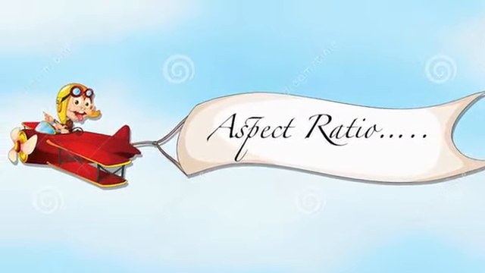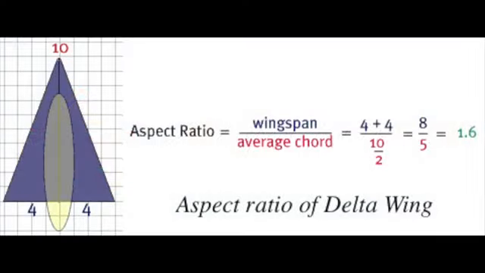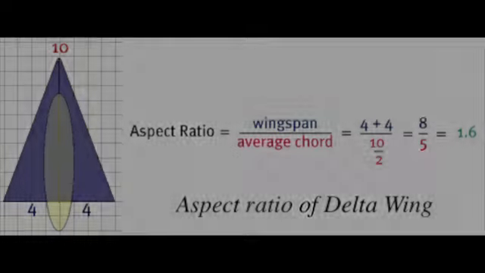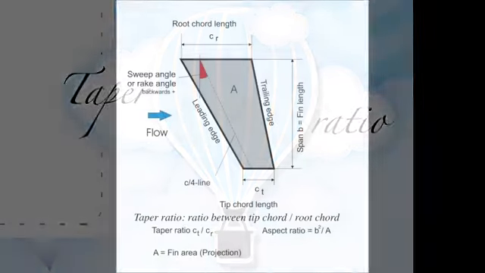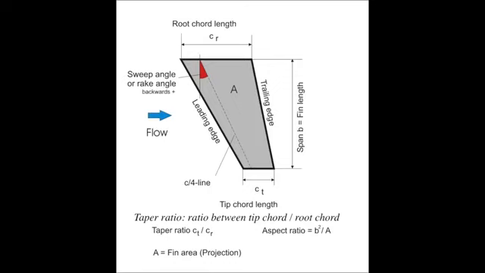Aspect ratio. Aspect ratio can be defined as the ratio between the wingspan and the wing mean aerodynamic chord. Taper ratio. It is defined as the ratio between the tip chord and the root chord.